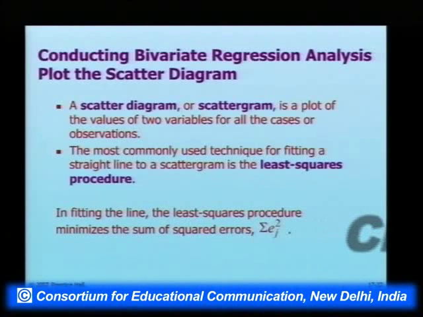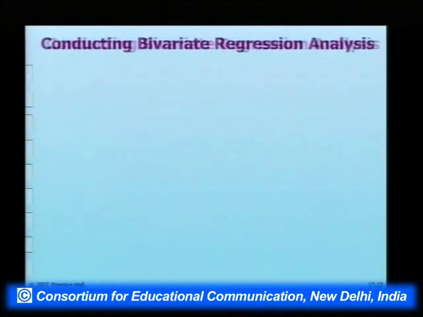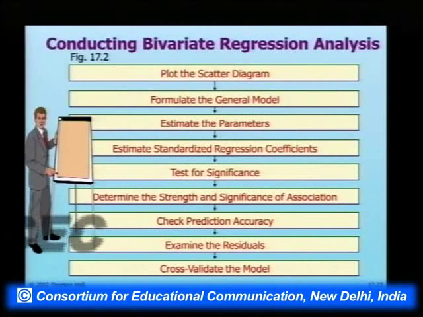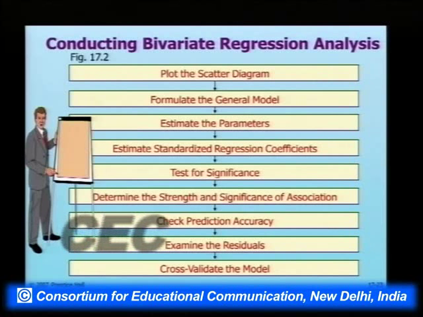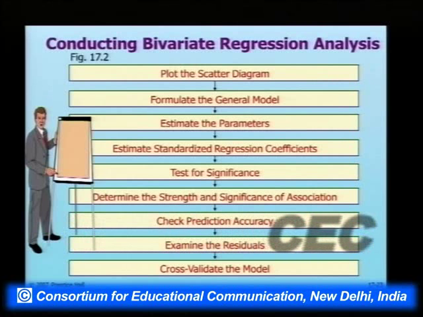Conducting the bivariate regression analysis, there are various steps that we have to follow. The first step is plotting the scatter diagram. When we have got the variables, we must plot them on a scatter diagram. Plotting on the scatter diagram will give us an idea whether there exists a relationship between the two variables, and can we fit a regression line, whether a linear relationship exists.